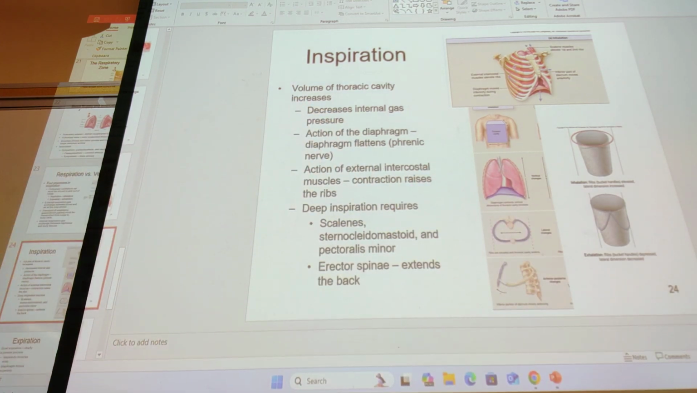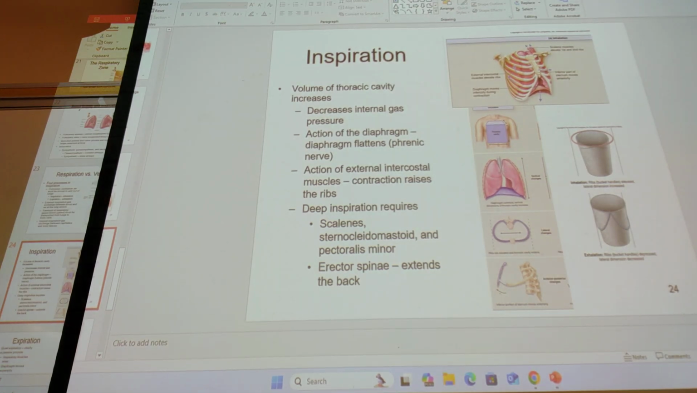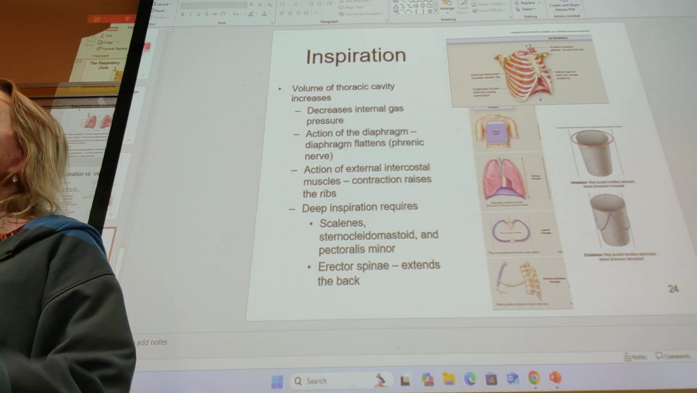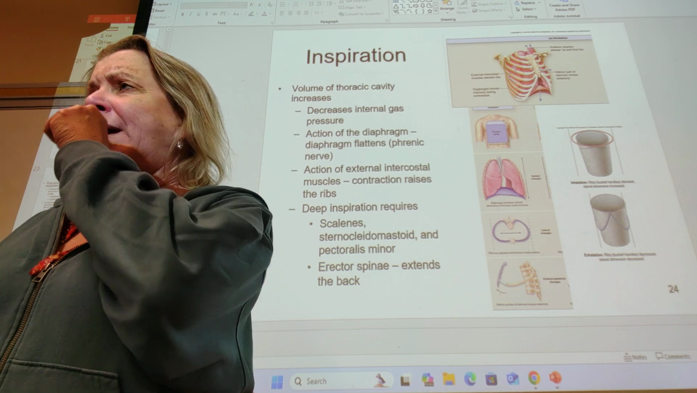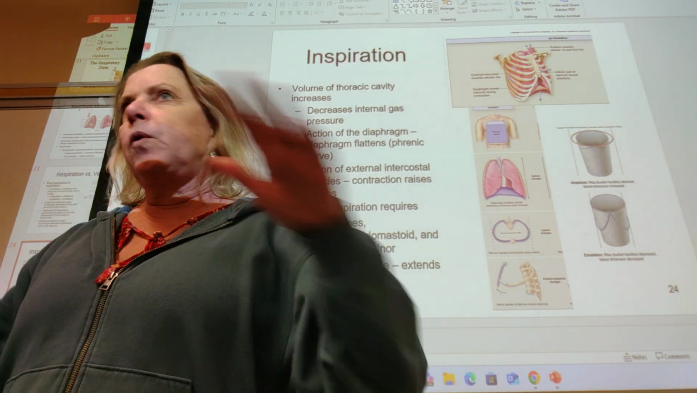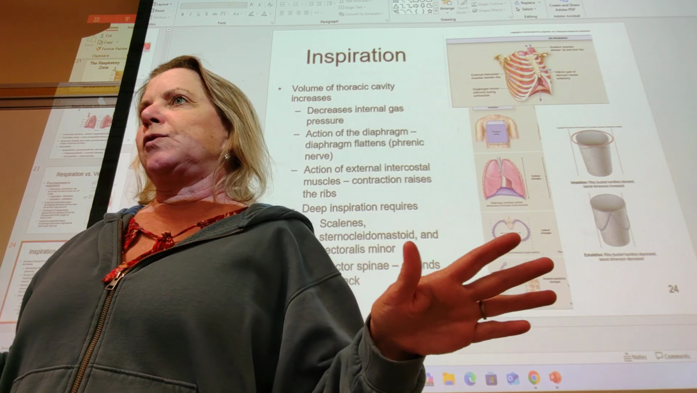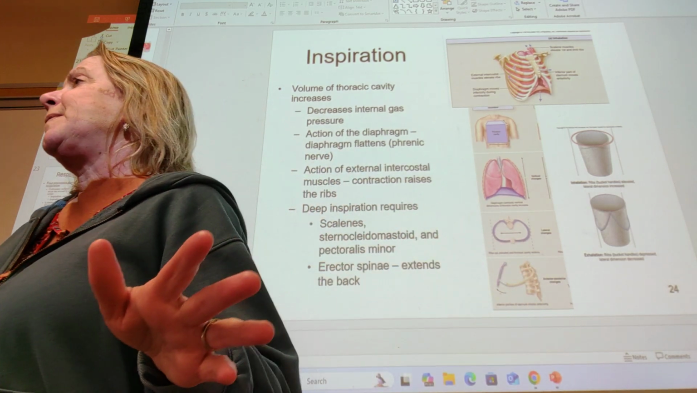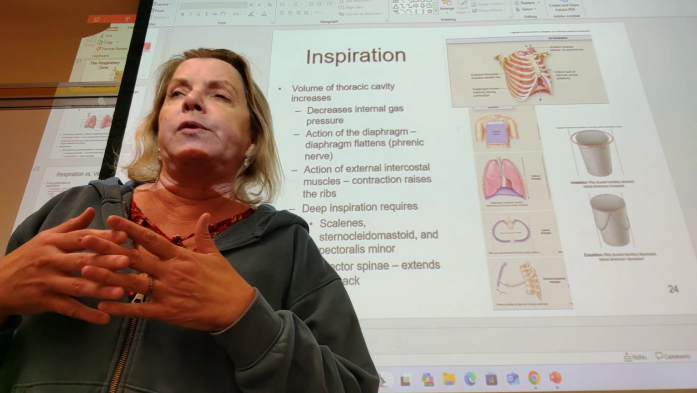If you want forced inspiration, deep inspiration, then you recruit more muscles. You still need the diaphragm and the external intercostals. Students forget that. When I ask about deep inhalation, what muscles do you need? They totally forget about the diaphragm and external intercostals. You still need them, but then you recruit more.